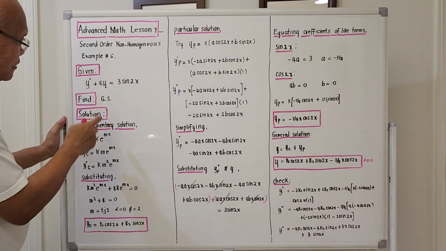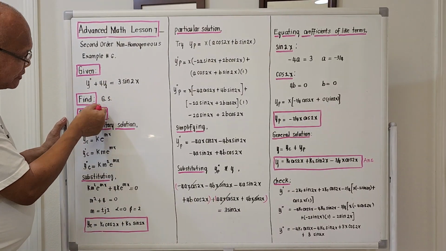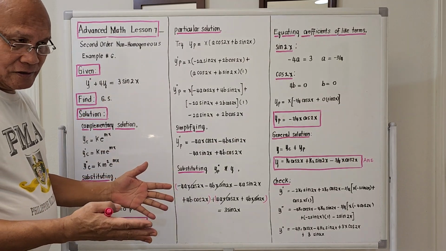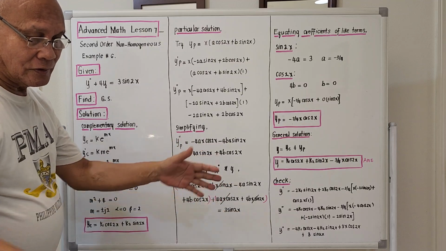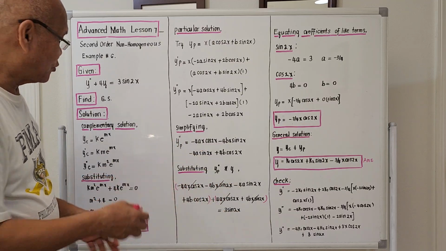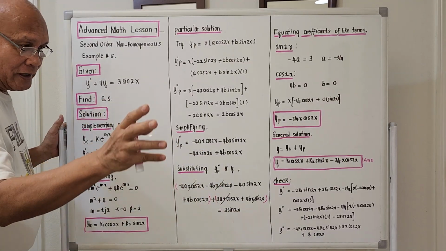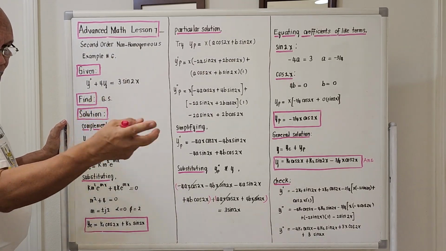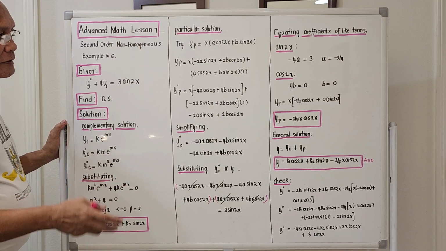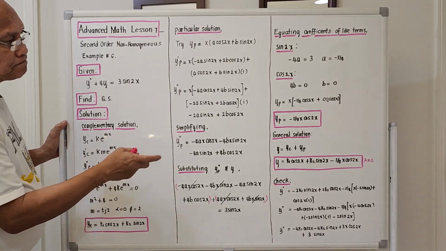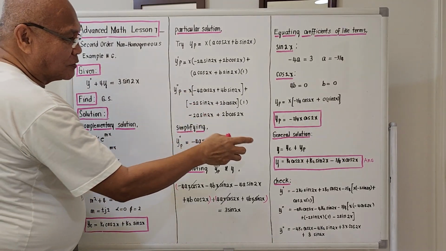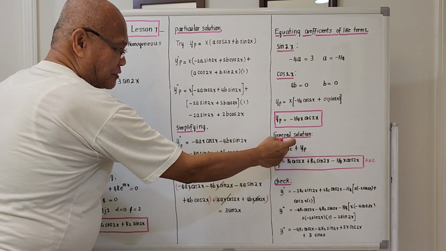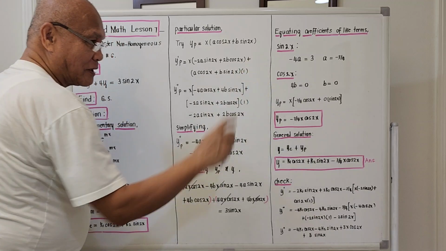The problem is asking for GS, general solution, since the constants of integration are not known. That's why it's general. Okay, let's try to bring out the solution. The first part of the solution is the complementary solution, because the total solution is complementary plus particular. So let's solve first for the complementary solution.